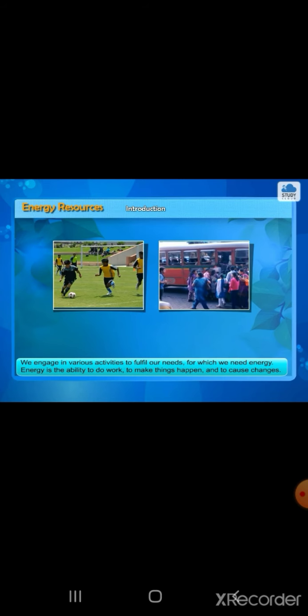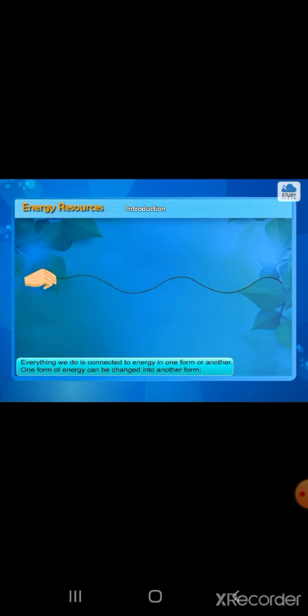Energy is the ability to do work, to make things happen, and to cause changes. Everything we do is connected to energy in one form or another. One form of energy can be changed into another form. For example, if we eat, our bodies transform the energy stored in the food into energy to do work.